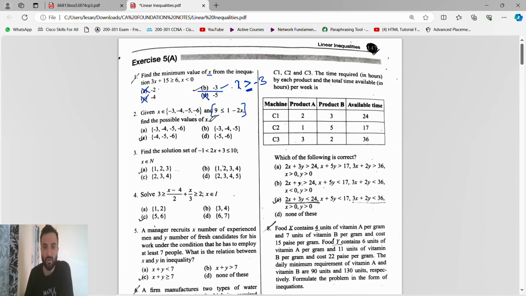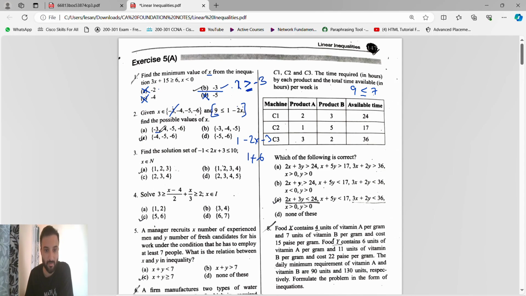These are the values of x, and this is a given equation. Find the possible values of x, means what you have to do? You have to take the minus 3, substitute it here, in which you will get LHS equals RHS. That is the answer. So we have to get the 9. So we'll take the minus 3. So minus 2 into minus 3 is 6. So it will become 1 minus 2 into minus 3, so minus minus plus 3 to the 6. 1 plus 6 is 7. So they said 9 is lesser than equal to 7, means 7 is greater than 9. No. So minus 3 value is not there.